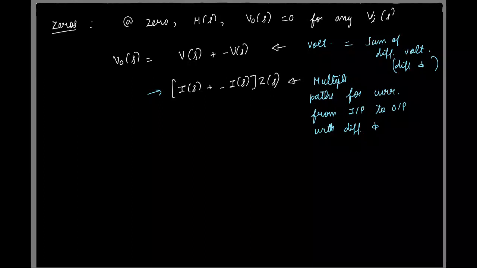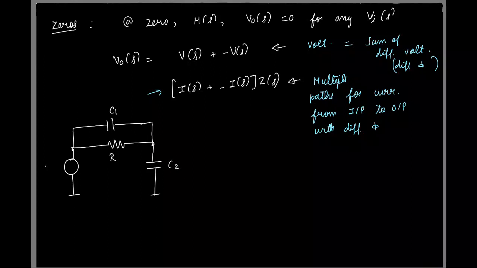Okay. So if you understand this, let's play some games. Let us say I have a simple network like this. Say this is R, C1, C2. And by the way, do you think the location of the zero will depend on the input and output locations or not? Why?